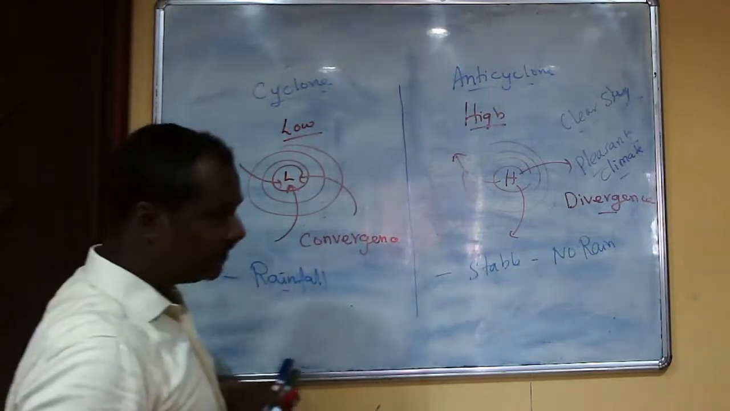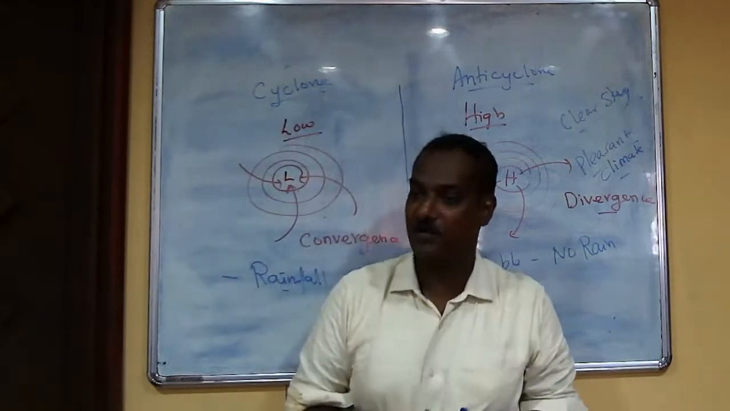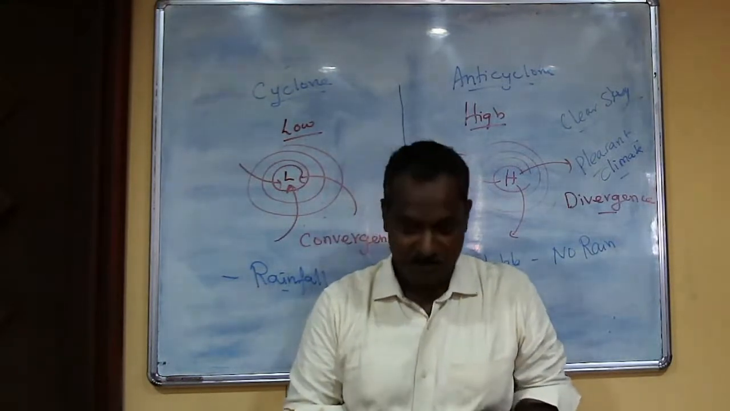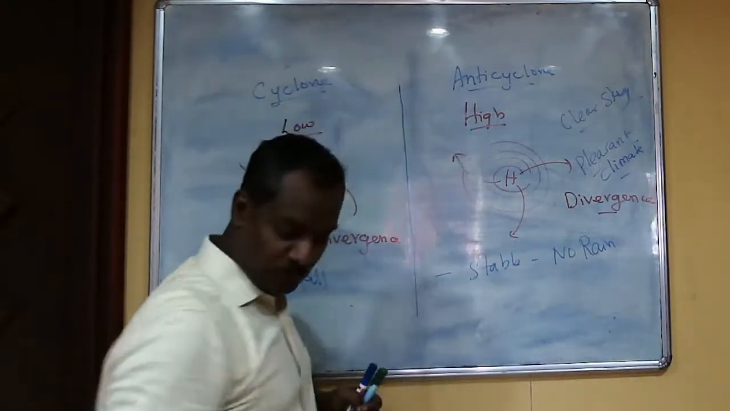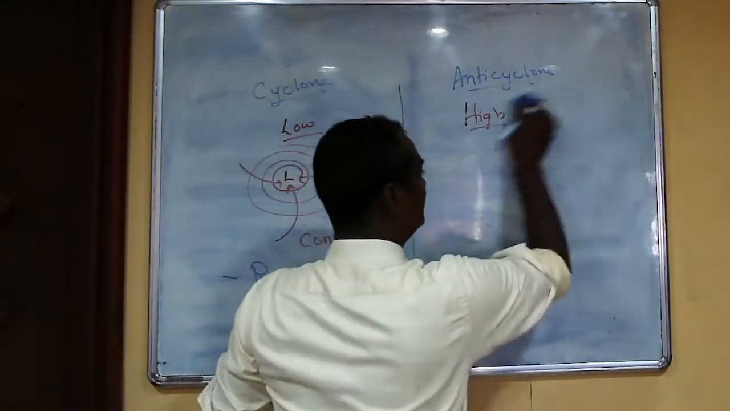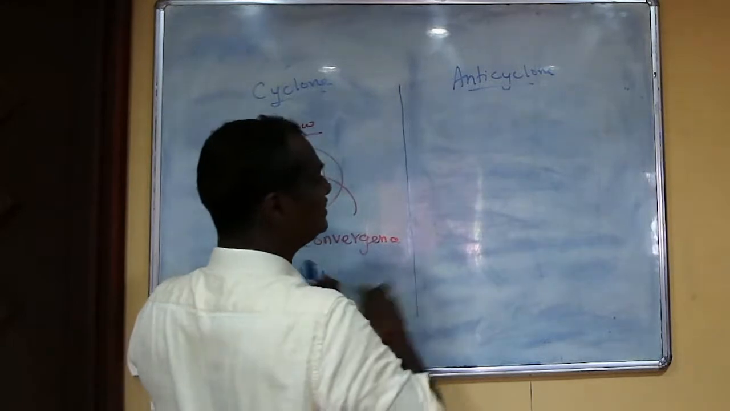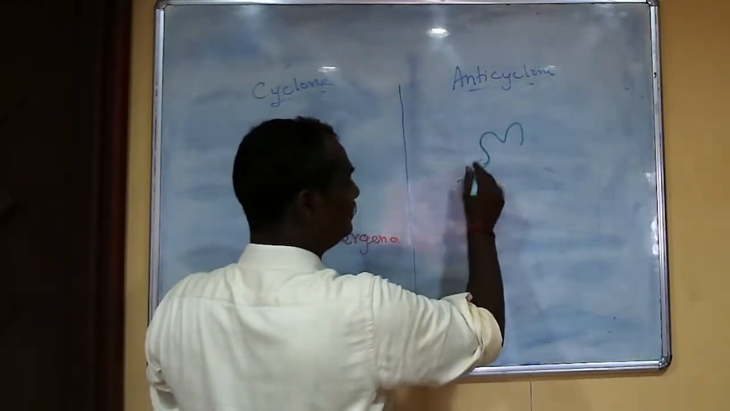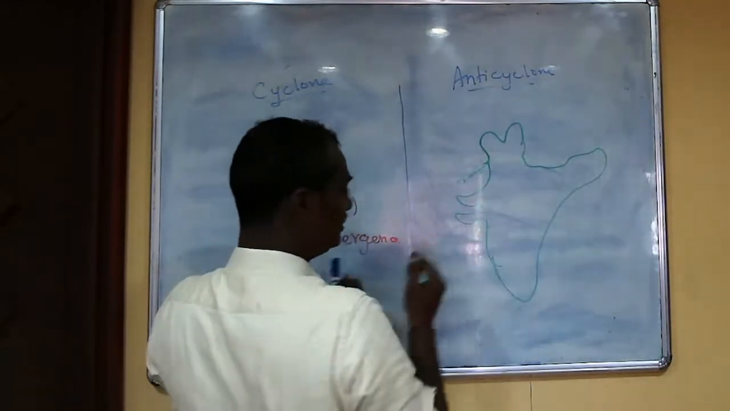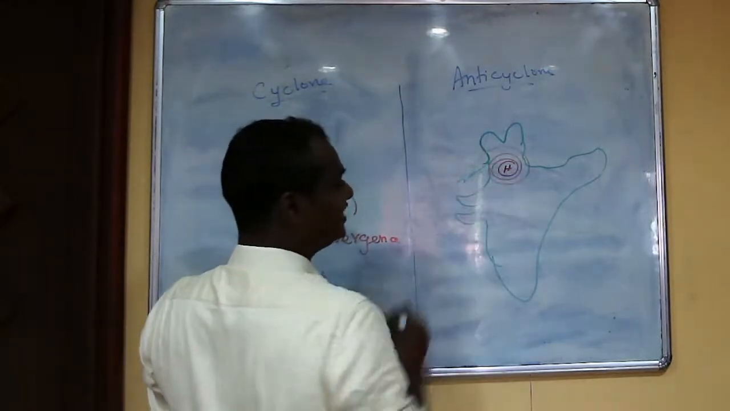Now, in India we have anticyclonic condition. Who can tell me when we have anticyclonic condition in India? December. Which part of India? Northern. Very good. When the monsoon withdraws, India is entering into the winter season. In winter season, particularly North India, Punjab, Haryana, that region, anticyclonic condition is formed.